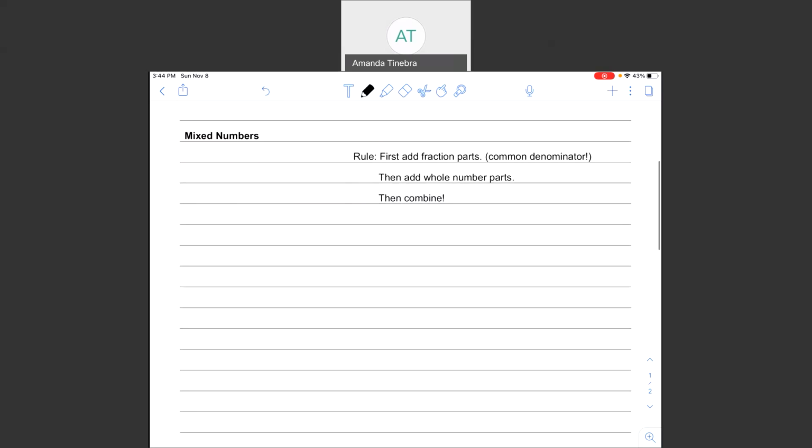Mixed numbers, we are going to start with an example, and our example is going to be 7 1/3 plus 11 1/3. Keep it kind of simple to start, just so that we can see how this works. Okay, if I want to do 7 1/3 plus 11 1/3, there is a rule here that we're going to follow, and the rule is that first we're going to add the fraction parts, for which we need a common denominator. After we add the fraction parts, then we can add the whole number parts, then we combine. Okay?